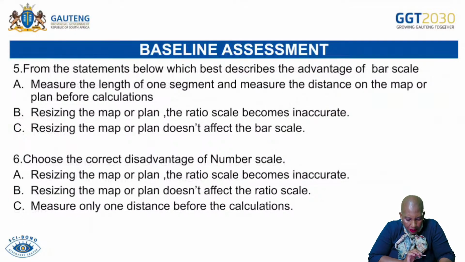Then number 5, boys and girls. From the statements below, which best describes the advantage of a bar scale? Let's go through the options. A, measure the length of one segment and measure the distance on the map or plan before calculation. Is it an advantage? I don't know.